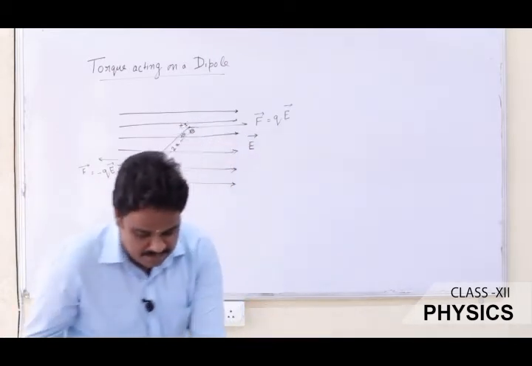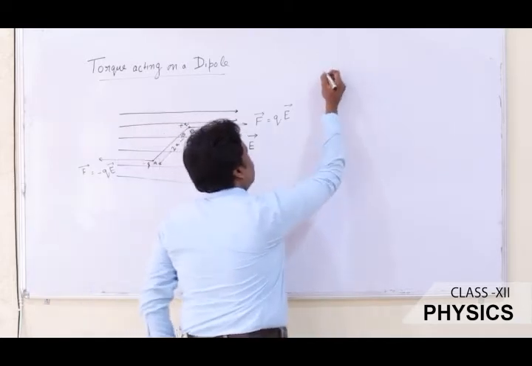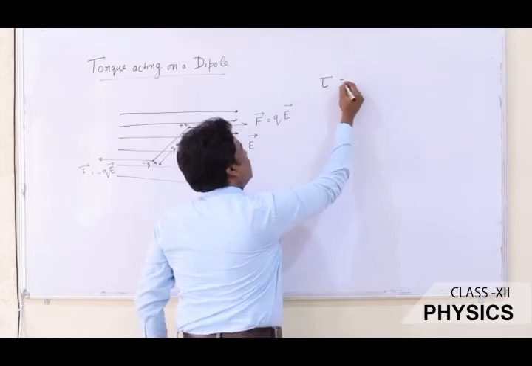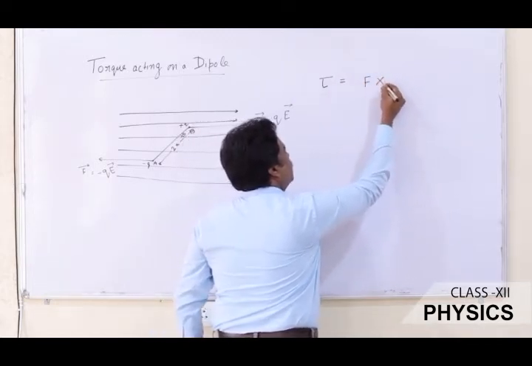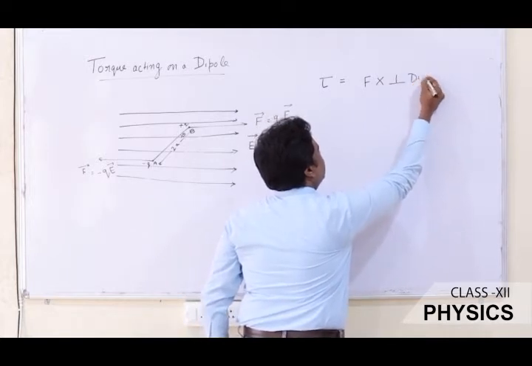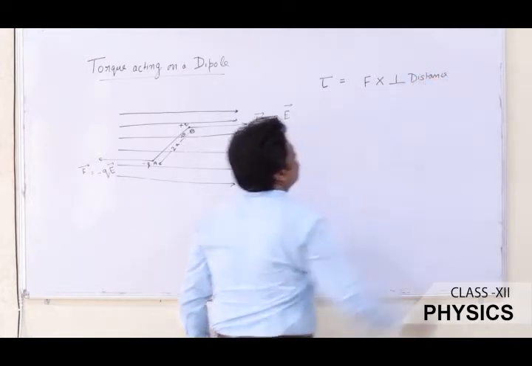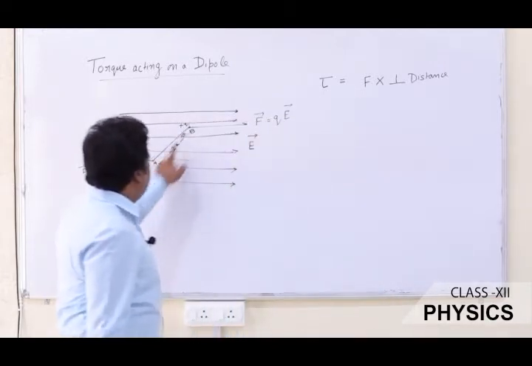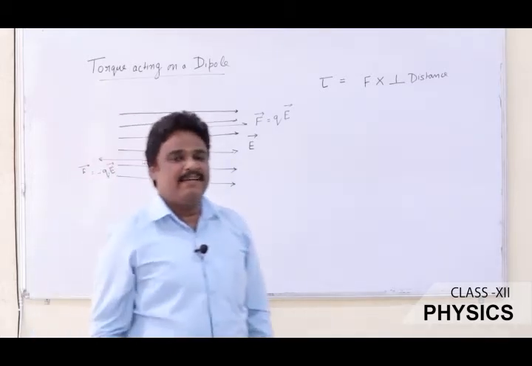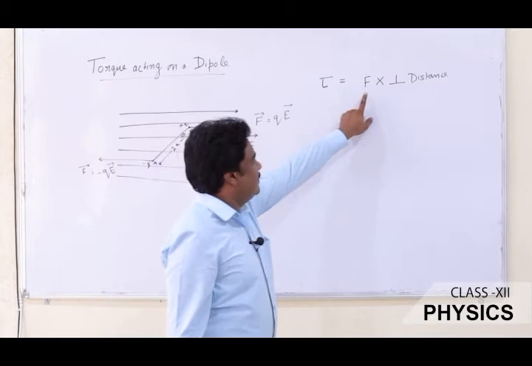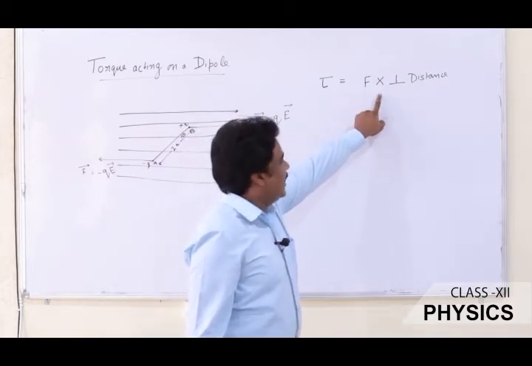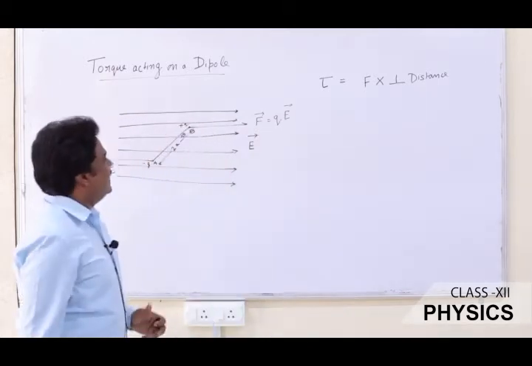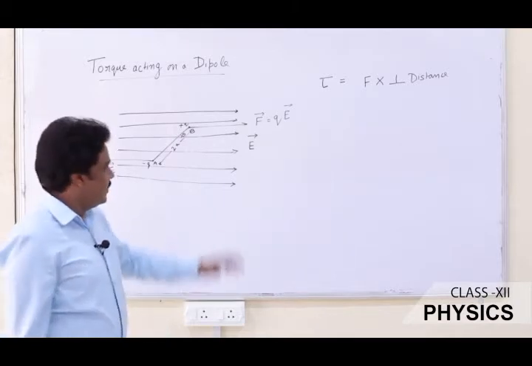What about the expression for torque? Torque is denoted by tau, and is either force into the perpendicular distance of the line of action of force from the axis of rotation. I think from 11th you know the concept of torque. Once again, torque is the product of either force and the perpendicular distance of line of action of force from the axis of rotation. Since the two forces are equal in magnitude, I can take any force.